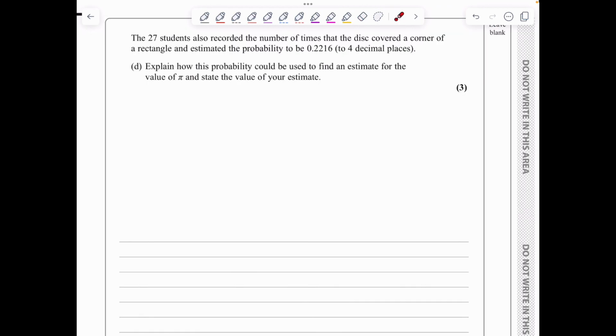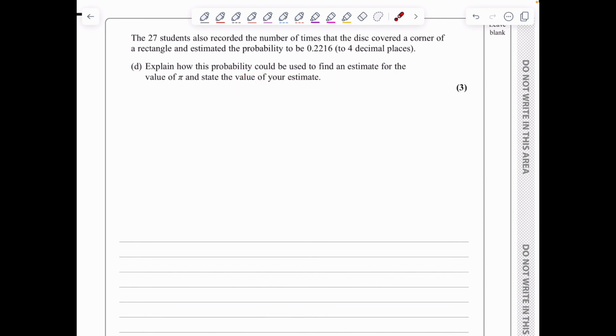We then have that the 27 students also recorded the number of times that the disk covered the corner of a rectangle and estimated the probability to be 0.2216 to 4 decimal places. And we need to explain how this probability could be used to find an estimate for the value of pi and state the value of this estimate.